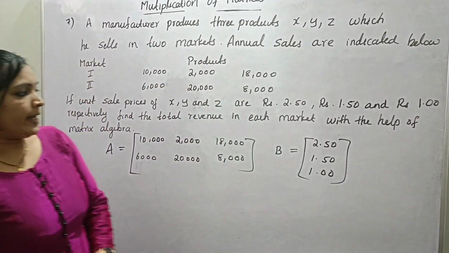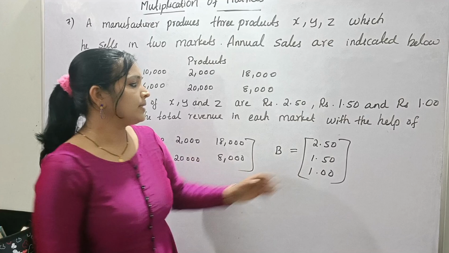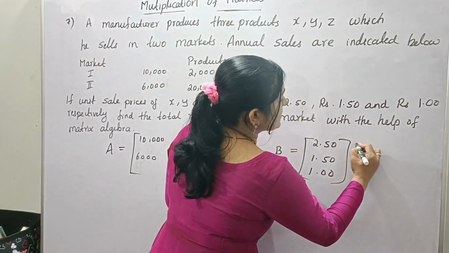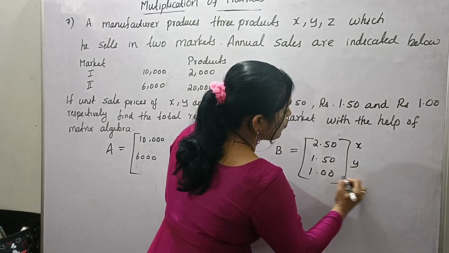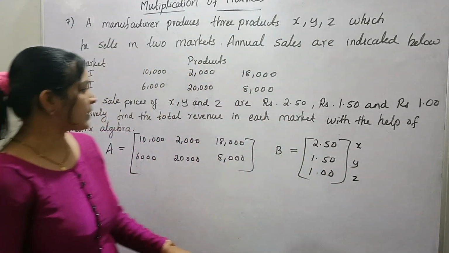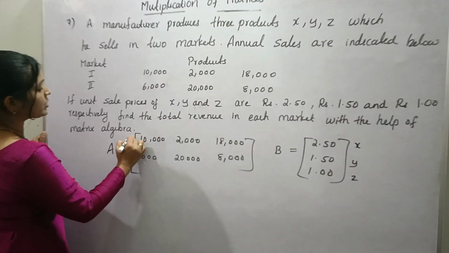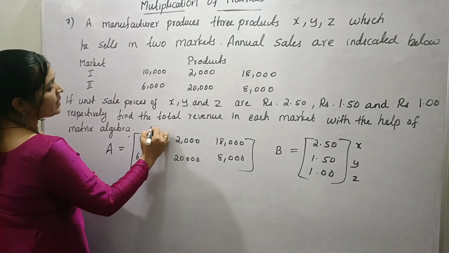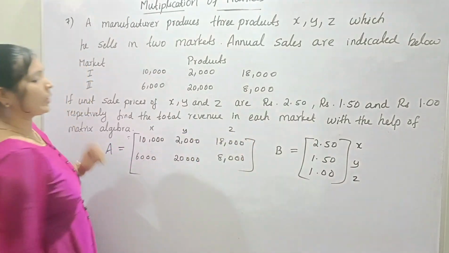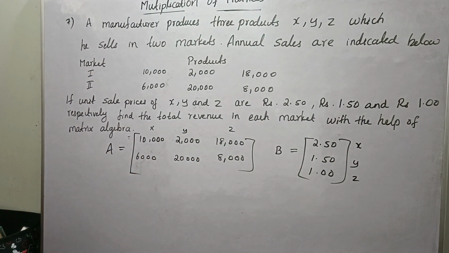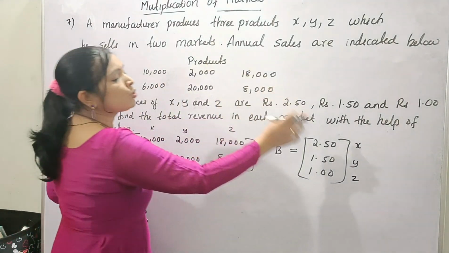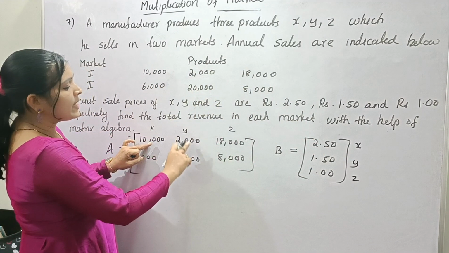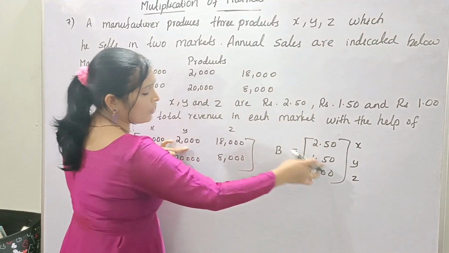Then it is the sale price matrix, that is, the unit price of product X, unit price of product Y, unit price of product Z. So here it is also market 1, market 2 and X, Y, Z, the number of products. Now, how to find the total revenue? That is nothing but multiplication. We know that 10,000 into 2.50 plus 2,000 into 1.50 in market 1.